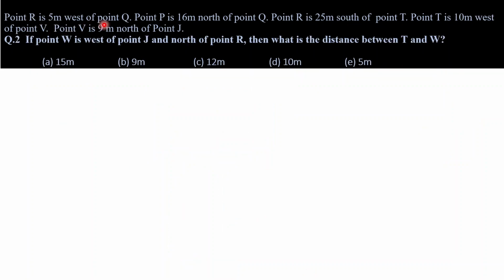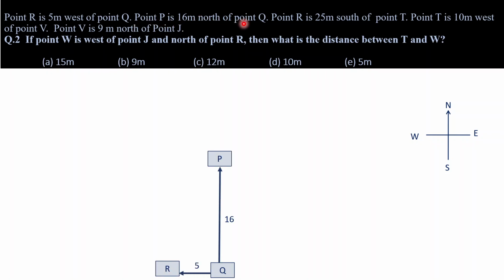Point R is 5 meter west of Q, point P is 16 meter north of Q. So first we will draw our directions. So this is a reference question and question number 1, 2 and 3 is being highlighted over here. So this question is common up to here, up to point J. So I'm just quickly going to draw this. Point R is 5 meter west of Q. Okay, point P is 16 meter north of Q.